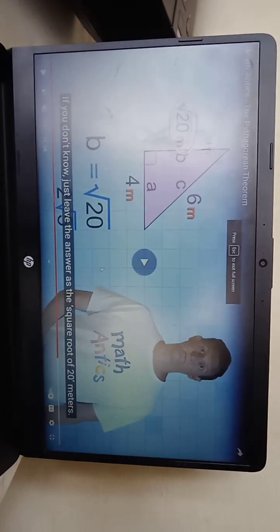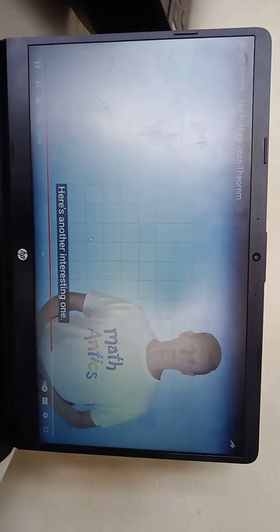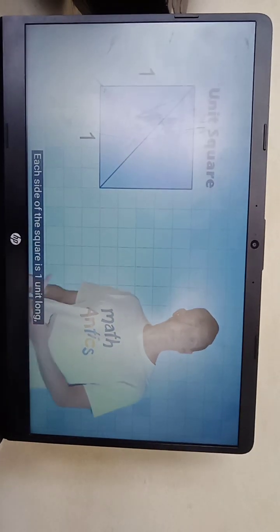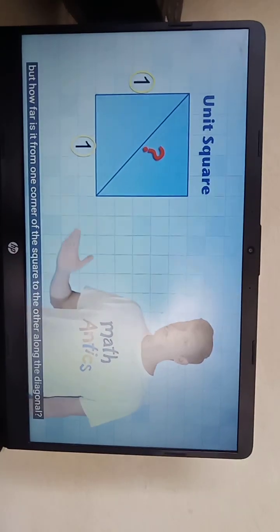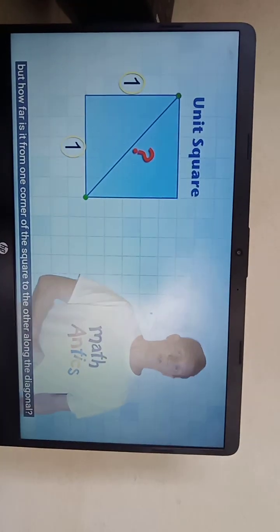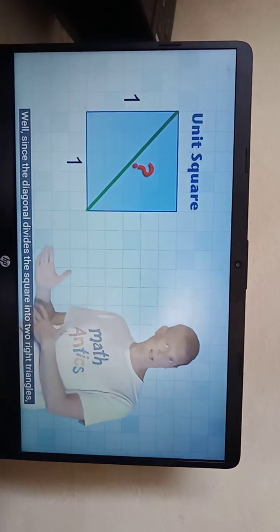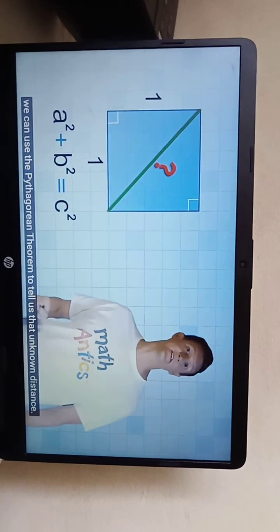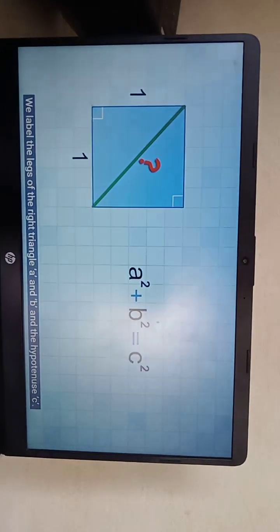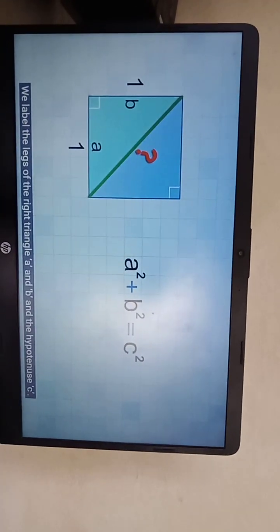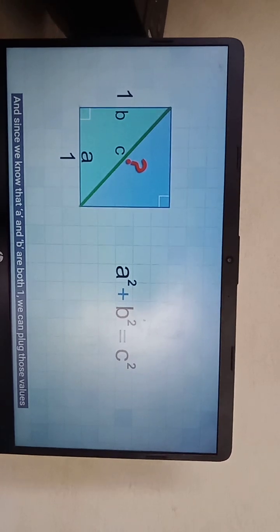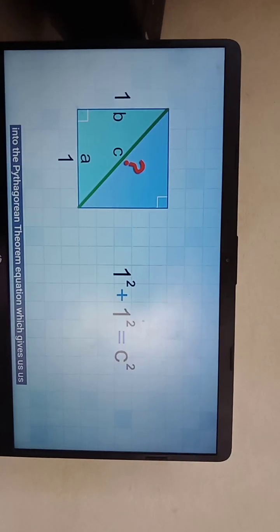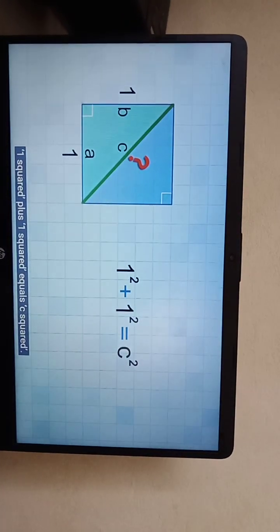Okay, it starts here. Here's another interesting one. What if you have a unit square that's cut in half along a diagonal? Each side of the square is 1 unit long, but how far is it from one corner of the square to the other along the diagonal? Well, since the diagonal divides the square into two right triangles, we can use the Pythagorean theorem to tell us that unknown distance. We label the legs of the right triangle A and B and the hypotenuse C. And since we know that A and B are both 1, we can plug those values into the Pythagorean theorem equation, which gives us 1 squared plus 1 squared equals C squared.